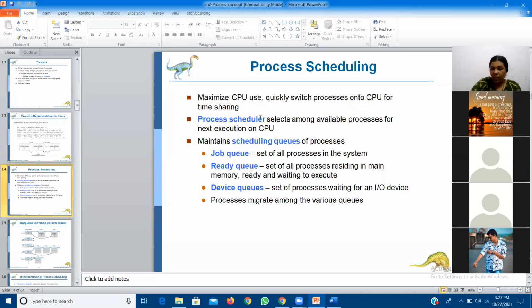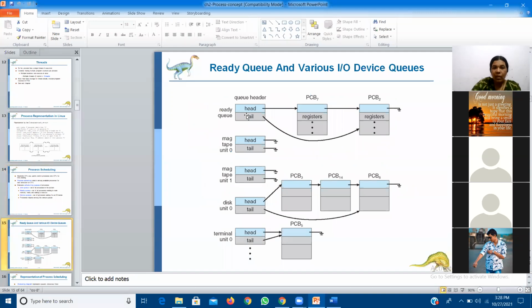So the concept of scheduler is there. So what is the work of scheduler? The work of scheduler is scheduling. Further, the scheduler takes the help of these three queues, and then we come to the part of actual queues. So here some queues they have shown. So for example, the ready queue.